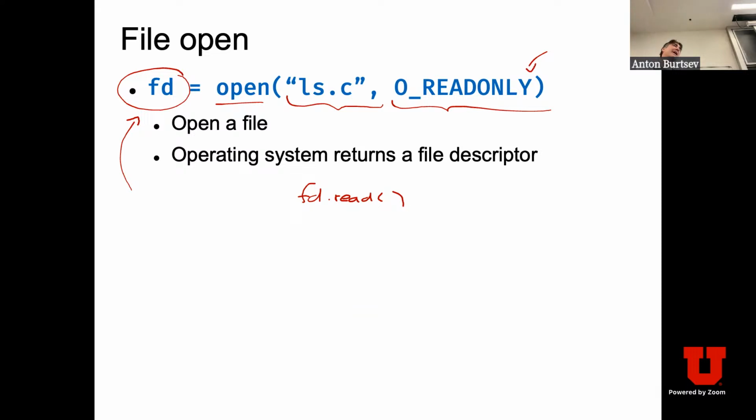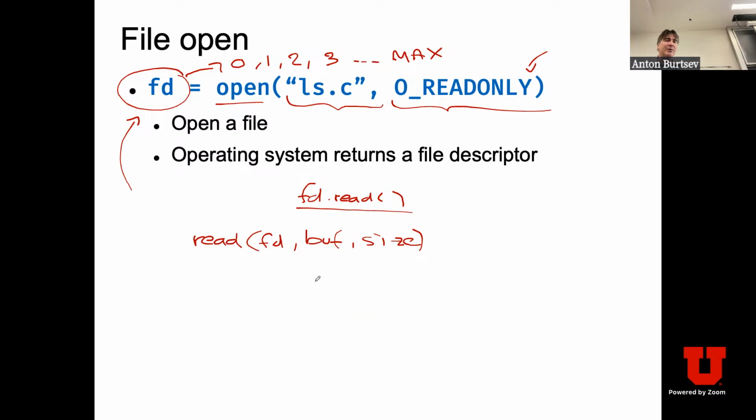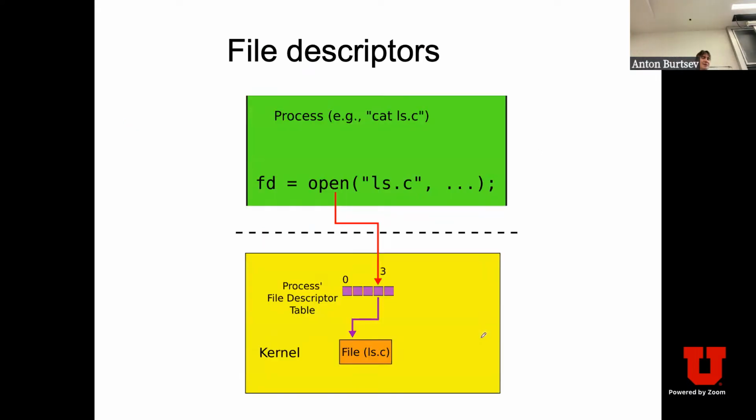Correct. It's kind of like a name. A name given to you as an integer. It can be 0, 1, 2, 3, and so on, until some max number, which the operating system configures. And you can later say read from this file descriptor, providing a pointer to a buffer and a size. And the operating system will read something from a file into the buffer, right? It allows you to name a file. But how it works is the following.